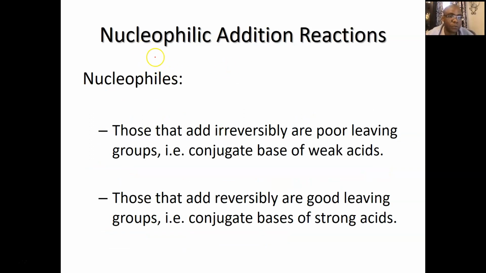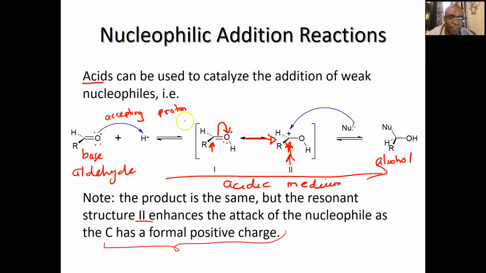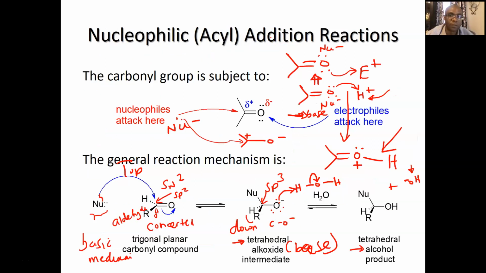Alright. So what we have done here is adding a nucleophile. So you added a nucleophile, so it's nucleophilic addition. So again it's nucleophilic addition.